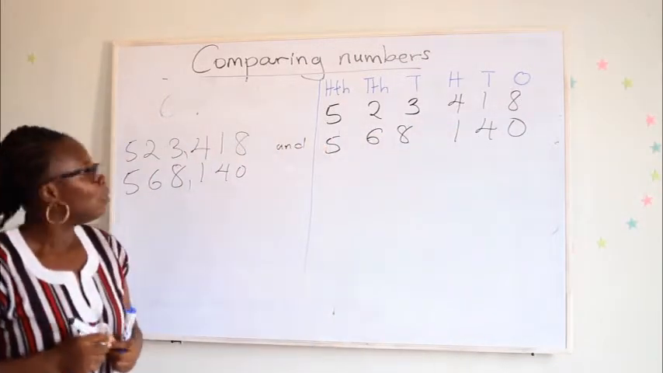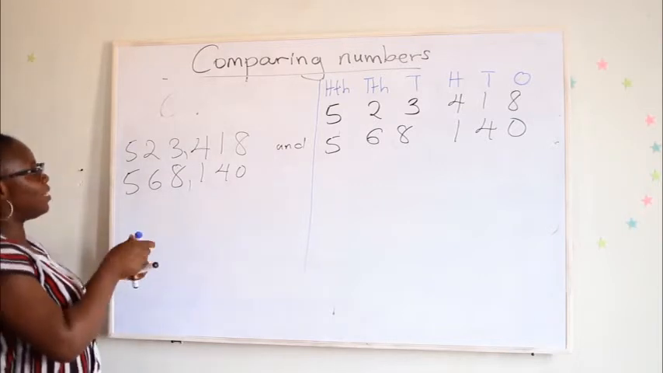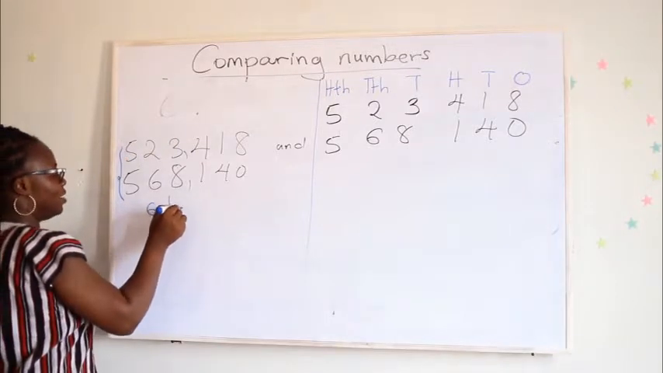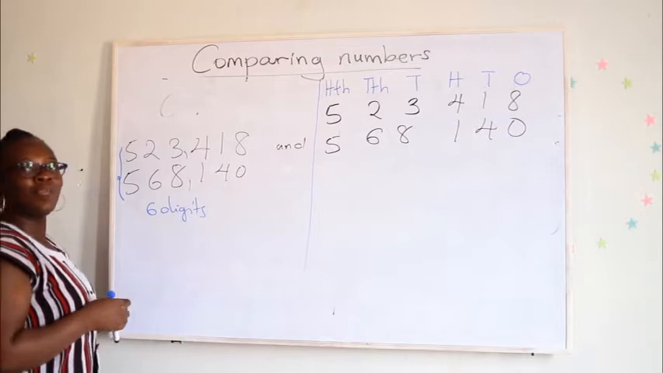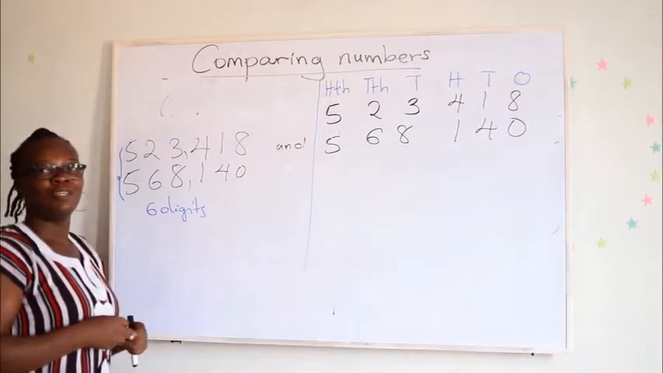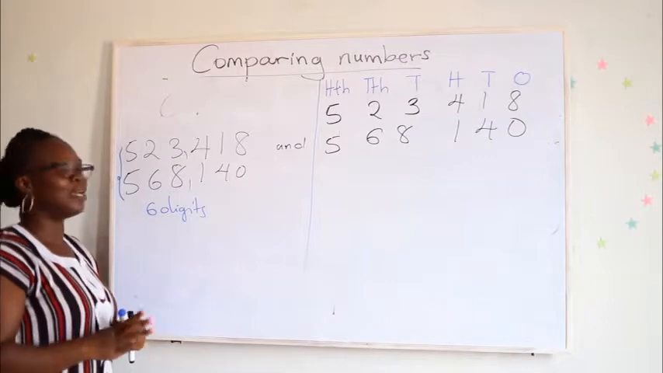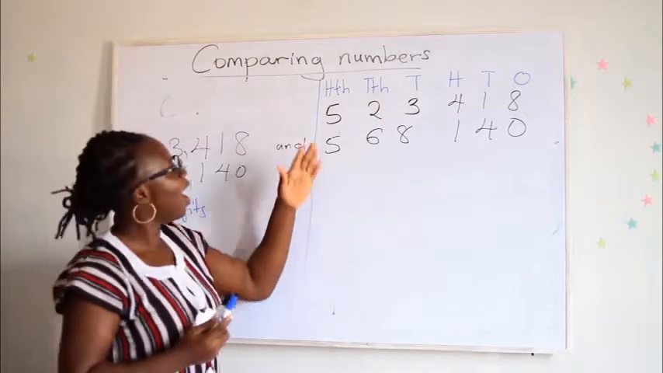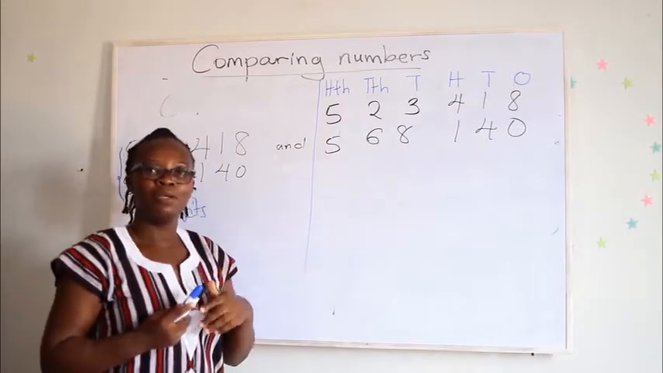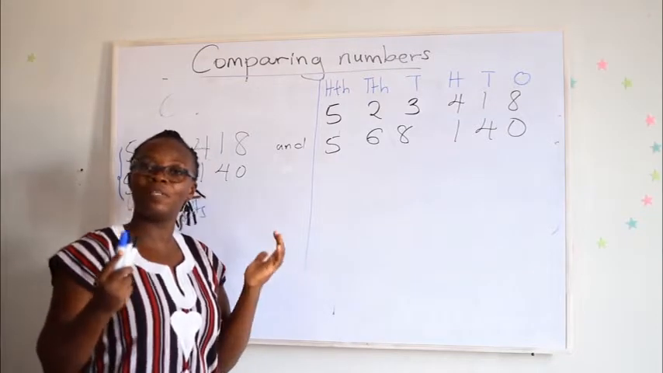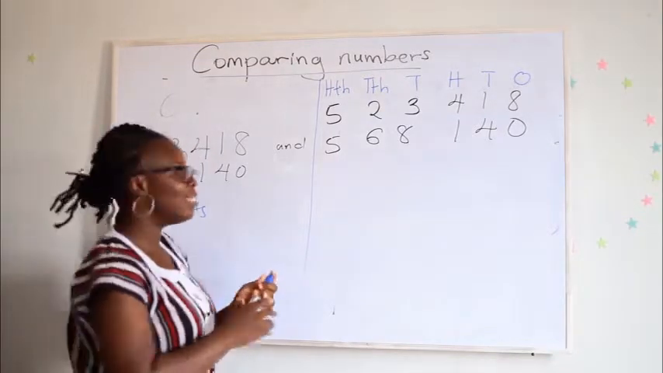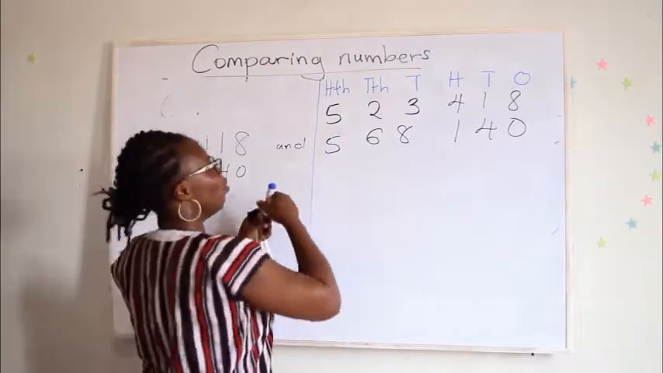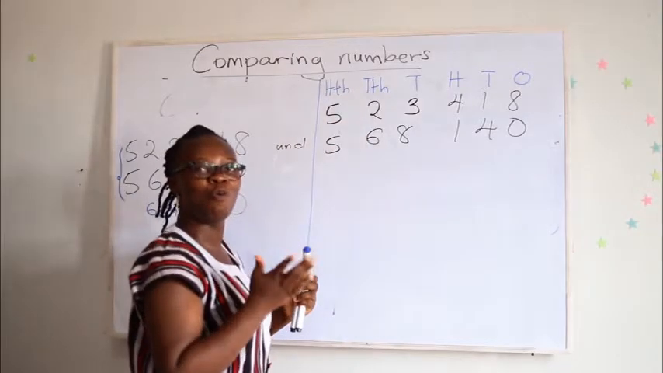Then I have 568,140. So we realize that the digits are equal, 6 digits. We would have used the extreme left to verify which one is greater. But this time, the extreme left, both are equal. I have 5 here and 5 here. Does it make it equal? No, it still doesn't make it equal. So we check the second place from the extreme left, and we see 5 and 5 are equal there.